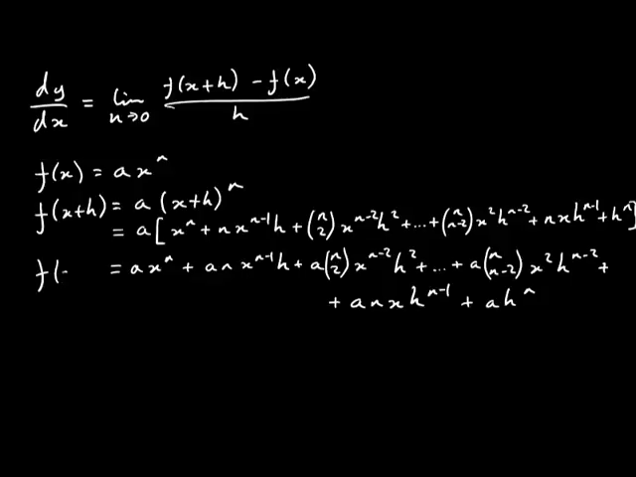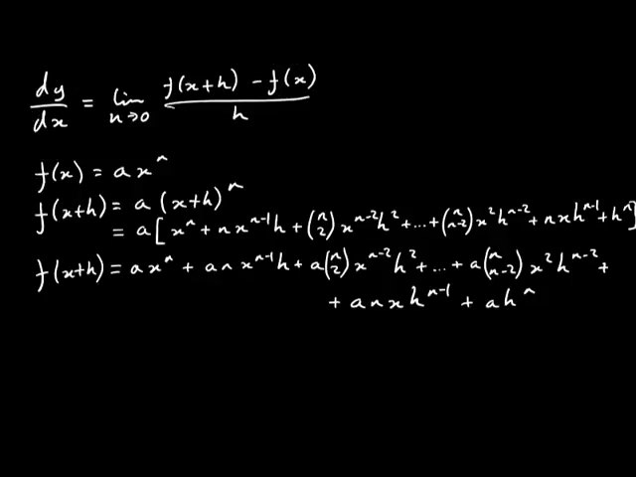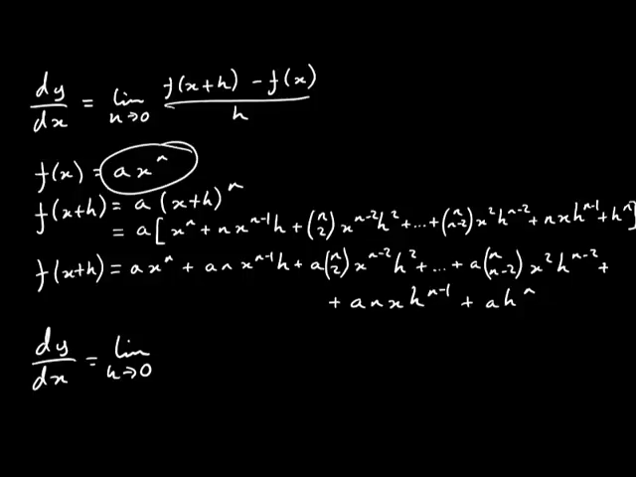Basically, what I've got to do is take all of that and substitute it into my formula up here. Okay, so let me just do that. Now, it looks horrible, but trust me, a lot of things cancel. So I've got dy/dx equal to the limit as h approaches 0 of all of that thing, take away that thing.